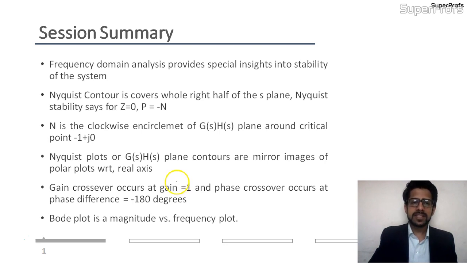Also, Nyquist plots, or G of S H of S plane contours, are mirror images of polar plots with respect to the real axis. We saw that gain crossover occurs at gain equal to 1 and phase crossover occurs at a phase of minus 180 degrees. Bode plot is a magnitude versus frequency plot. The more problematic insights into Bode plot will be covered in problem sessions. Thank you.